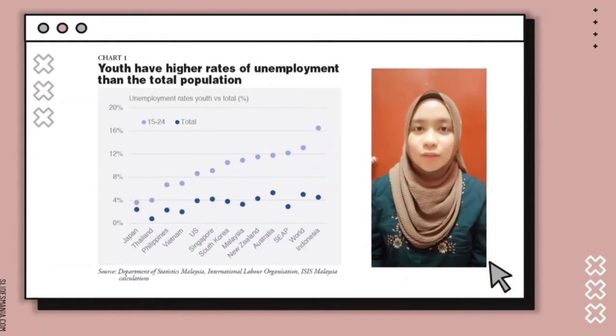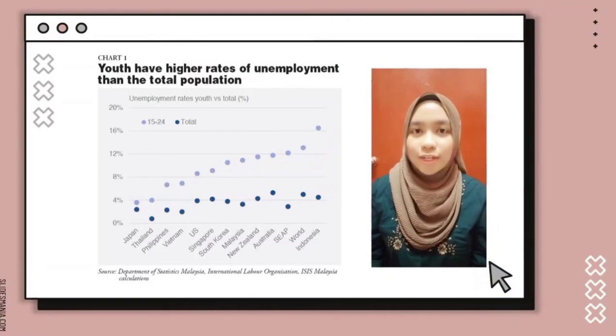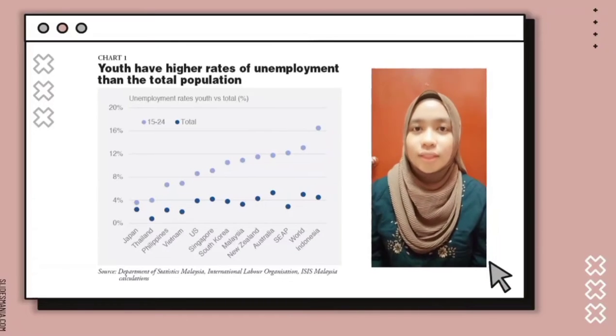The highest youth unemployment in a country is in Indonesia, which is more than 16%, then followed by Australia and New Zealand. As for Asian countries, Indonesia is still the highest, then followed by Malaysia and Singapore. Malaysia's youth unemployment rate is lower than the total of world youth unemployment, but still among the highest in Asian countries.